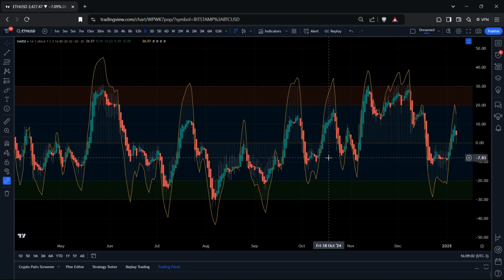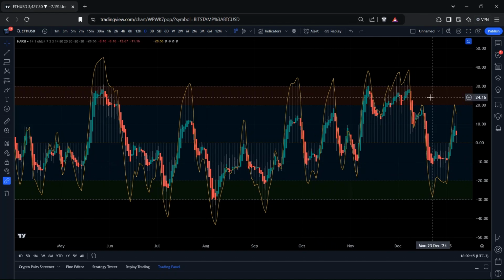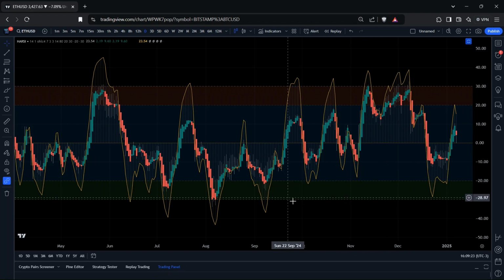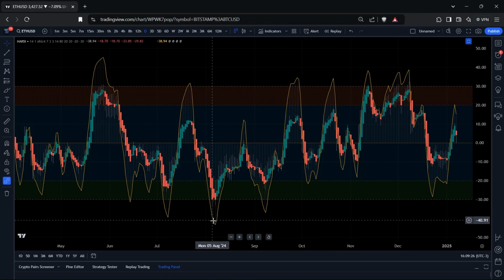It's smoother than a typical RSI line, so it helps you avoid reacting to every little market wiggle. You tend to sell in overbought areas and you tend to buy on oversold areas.